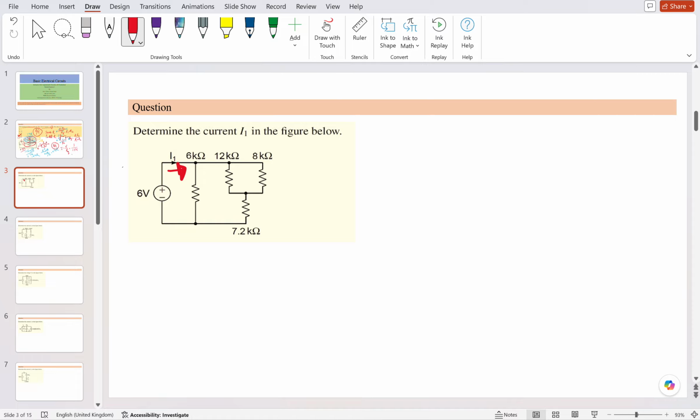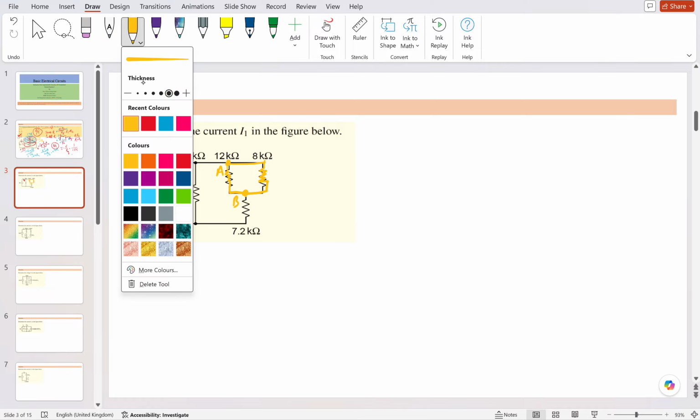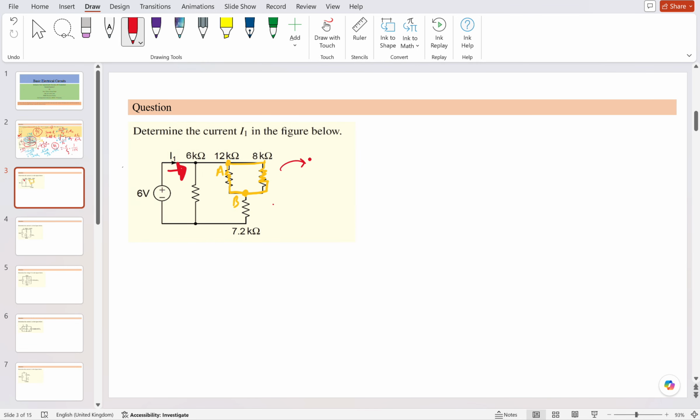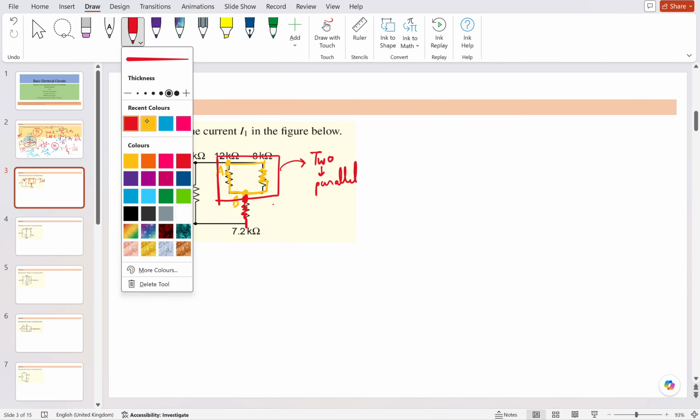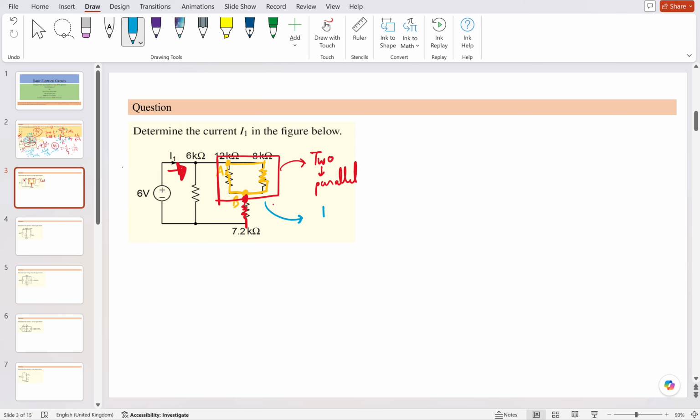If you see this network, there is a resistor connected here, and there is one resistor connected here. If you observe this, there are two nodes which are connected. Suppose I consider this as node A, this is node B. So you can see the two nodes are common, so they are in parallel. When you see this whole network with this resistor, there is only one node common, so they are in series.